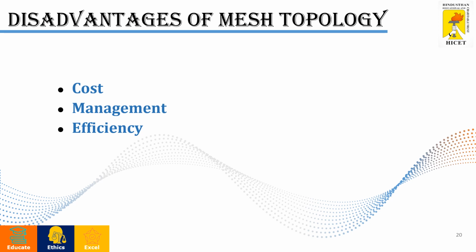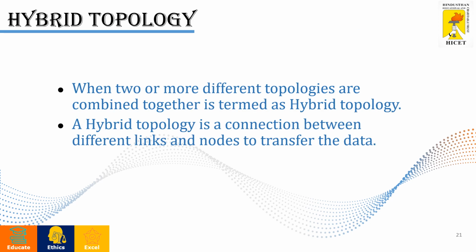And the next topology we are going to see is hybrid topology. It is a combination of various different topologies. A hybrid topology is a connection between different links and nodes to transfer the data. When two or more different topologies are combined together, it is termed a hybrid topology. For example, if there exists a ring topology in one branch of ICICI Bank and a bus topology in another branch of ICICI Bank, connecting these two topologies will result in a hybrid topology.